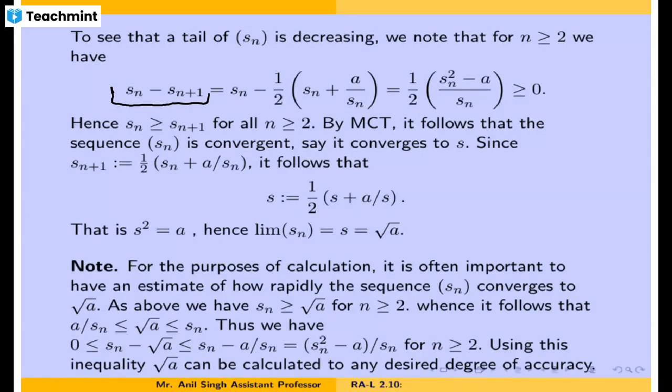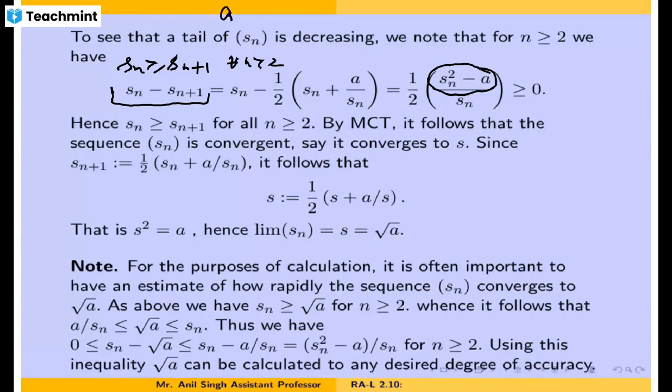And since we have established that this Sn square is greater than or equal to a, this number is a positive number, and clearly this implies that Sn is greater than or equal to Sn plus 1, and this is true for every n greater than or equal to 2. Hence it implies that this sequence, discarding S1, is a decreasing sequence, and it is bounded also. Since this is a decreasing sequence, each term is positive, and a is the lower bound also.